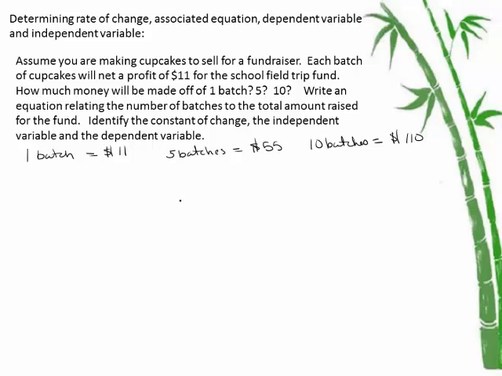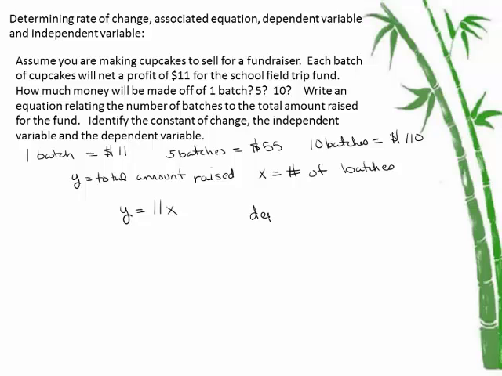So to write an equation relating the number of batches to the total amount raised, if we call y the total amount raised, and x is the number of batches, y is going to equal $11 times x, because we take the number of batches and we multiply it by 11 to get the total number.